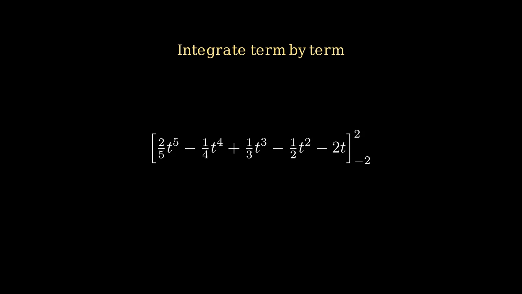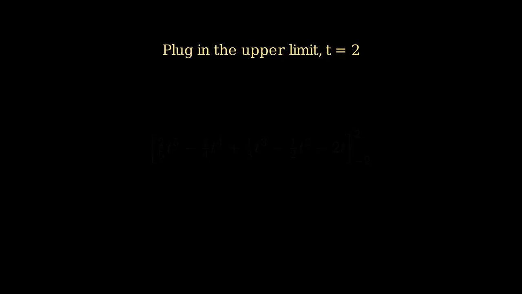Step 7. Plug in the upper limit, t equals 2. That gives 2/5 times 32 minus 1/4 times 16 plus 1/3 times 8 minus 1/2 times 4 minus 2 times 2, which works out to 64/5 minus 4 plus 8/3 minus 2 minus 4. Combining these over a common denominator of 15 gives 82/15.